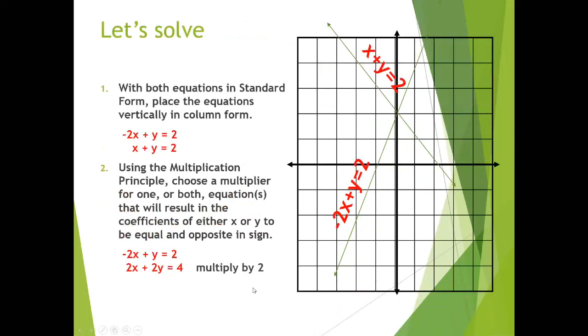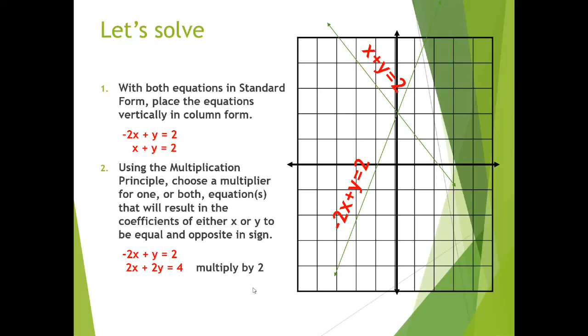With both equations in what is called standard form, that simply means ax plus by equals c, we're going to place the equations on our paper vertically so that the x's are in the first column, the y's are second, and the constants third. Now, when we look at these equations, what we need to do is figure out how we can manipulate one or both of those equations by using the multiplication principle to force the coefficients of one of those variables to be equal and opposite in sign.